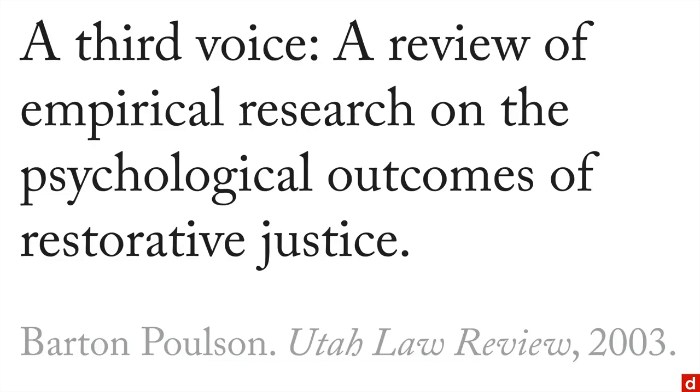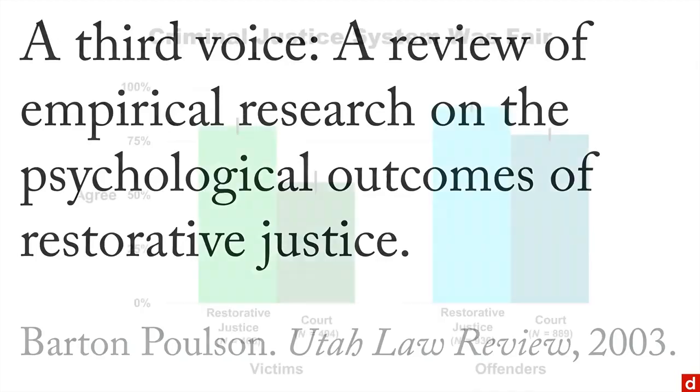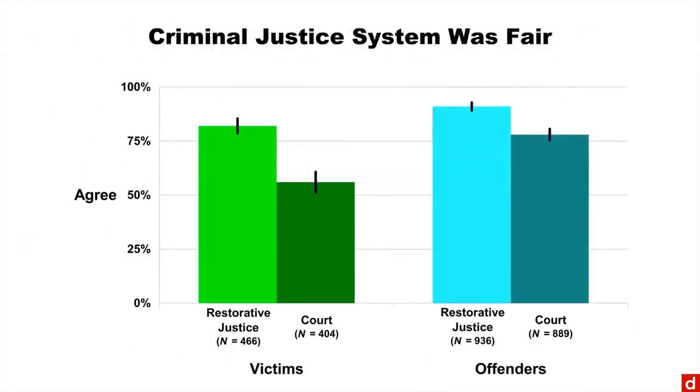And you can see there's a flow. The charts are very simple. This is judgments about whether the criminal justice system was fair. The two bars on the left are victims. The two bars on the right are offenders. For each group, on the left are people who participated in restorative justice, or victim offender mediation, or mediation for crimes. And for each set, on the right are people who went through standard criminal procedures. It says court, but it usually means plea bargaining.